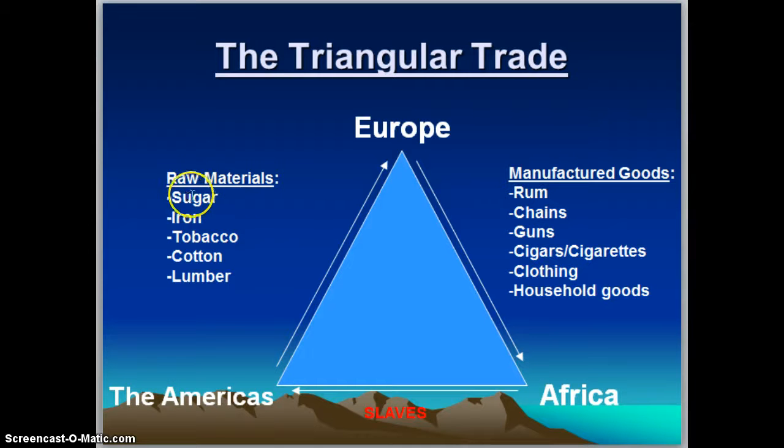So they take sugar from the Americas, bring it to Europe on the triangular trade, make rum, bring the rum to Africa, exchange it for slaves. That, again, is the only quote-unquote good along that leg of the triangular trade. Chains and guns. To make chains and guns, both of these, you need iron. So the raw material for chains and guns is iron.